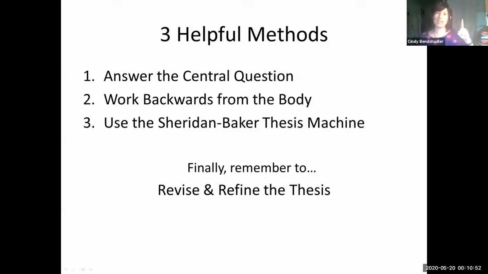The first one is answer the central question. If there's an essential question or a central question that has been given to you or that you've developed on your own, make the thesis your answer to that question. Secondly, maybe you know what that question is, or maybe you don't, but you kind of know what you want to talk about in the body, but you're not quite sure how to weave all of those ideas together in a thesis. Write the body first.